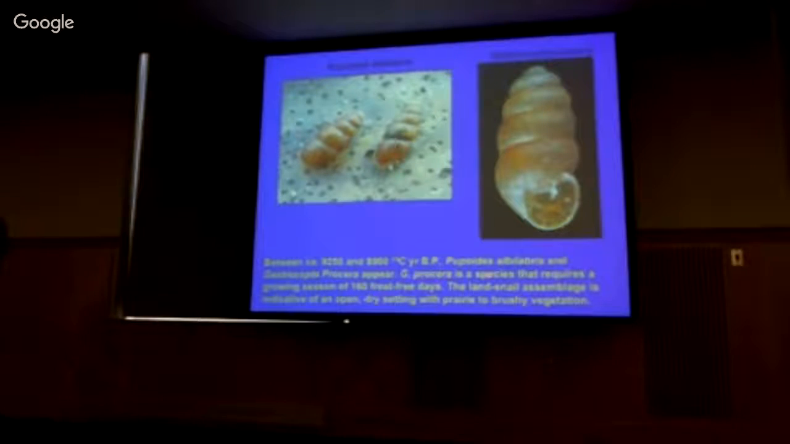And then between 9250 and 8900, we see this species and this one, a species that requires a growing season of 160 frost-free days. The land snail assemblage is indicative of an open, dry setting with prairie to brushy vegetation. And of course, this date is significant because this is when we see that change in the alluviation, from getting out of that humic soil into rapid sedimentation soon after 8900, okay?